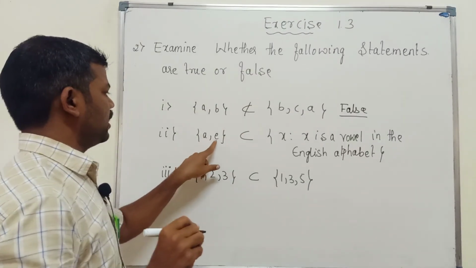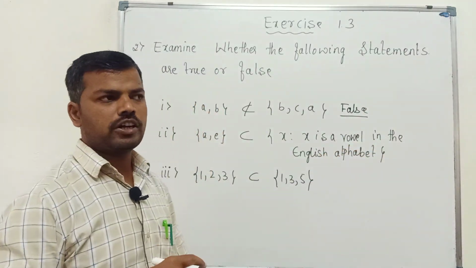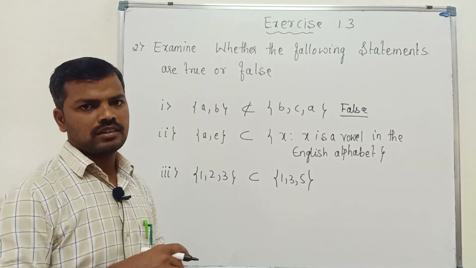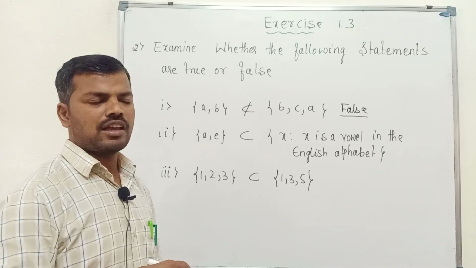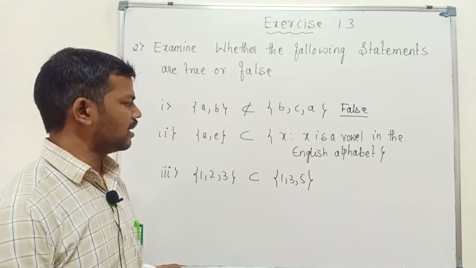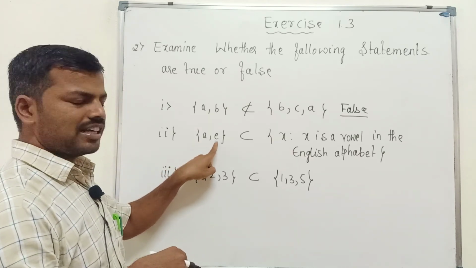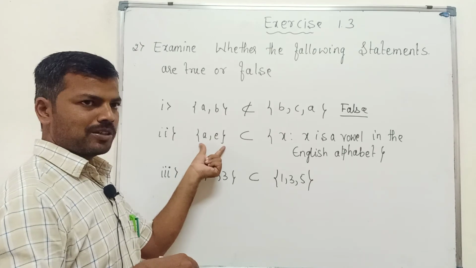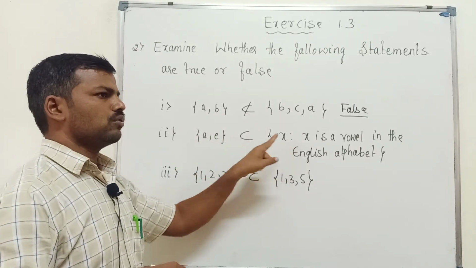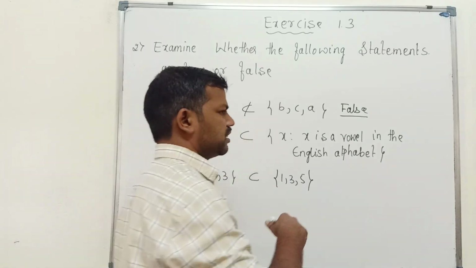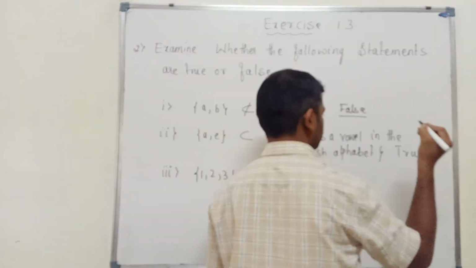Next is {a, e}. X is the vowels in the English alphabet. We already know the vowels. Which are the vowels of the English alphabet? A, E, I, O, U are the vowels. In A, E, I, O, U, A and E are there or not? So they form the set, and for that reason it is a subset. It is true.